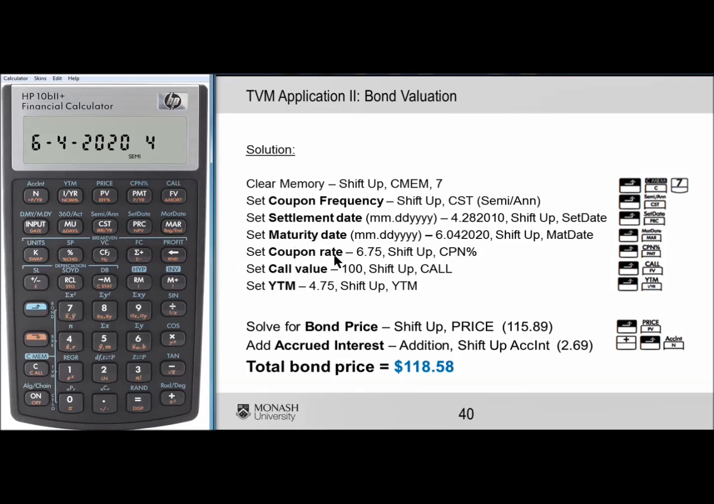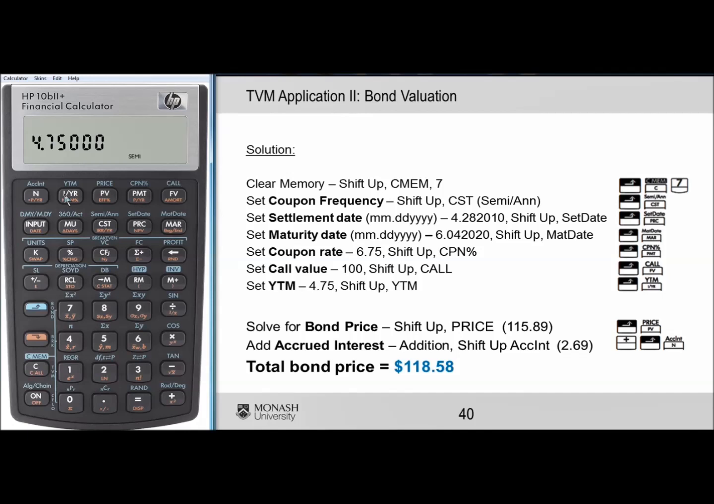Set the coupon rate. So this coupon paying bond has a coupon rate of 6.75%. So 6.75% coupon rate, shift up PMT. Call value or face value is 100. So 100, shift up call value. And this bond has a yield of 4.75. 4.75, shift up yield to maturity.